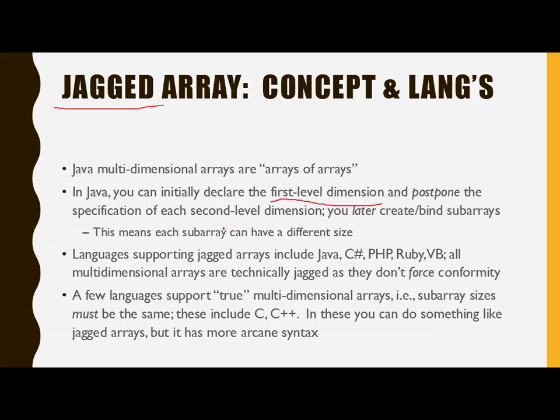But you can declare that first level dimension, and then you can postpone the actual binding to the second level dimensions, right? So you can say, hey, I'm giving you the first one, and then later I'm going to create those other arrays and actually do the binding, which refers from that first array to the subarrays. And that means that as you create those second arrays and bind them, each one can have a different size. There's no reason that you have to make them all the same.